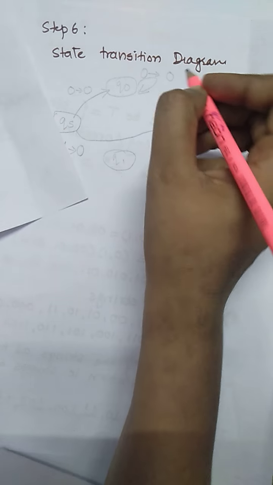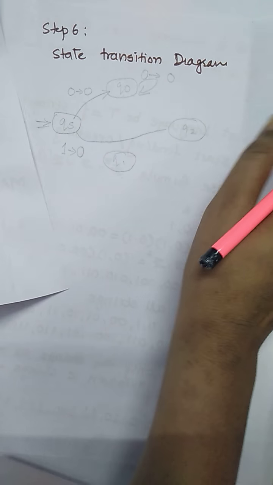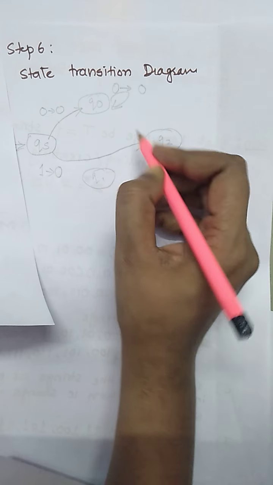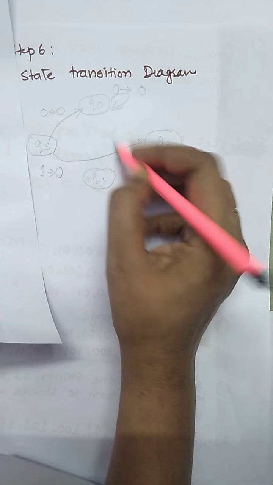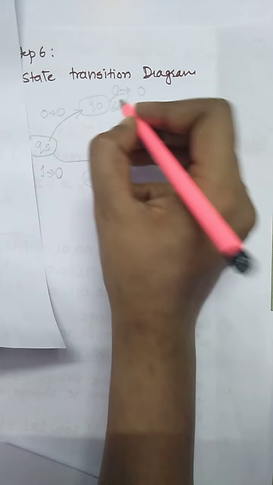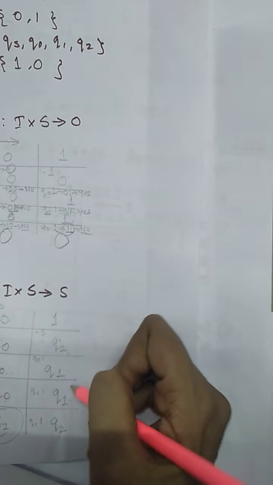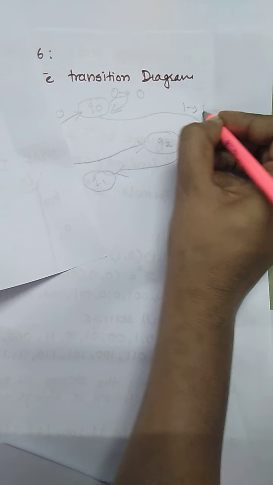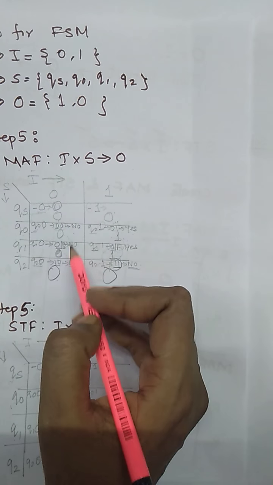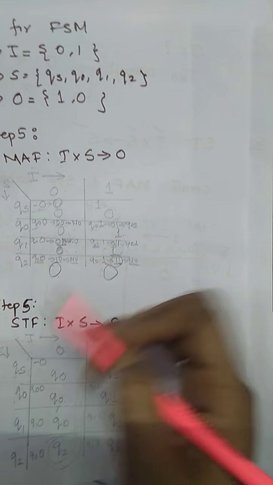Don't try to cross the arrows. Here it is going from Q0 to Q1. I can draw it like this also, but try to draw it like this. So Q0 on 1 produces 1 and goes to Q1. Now Q1 on 0, output is 0 and it goes to Q0.